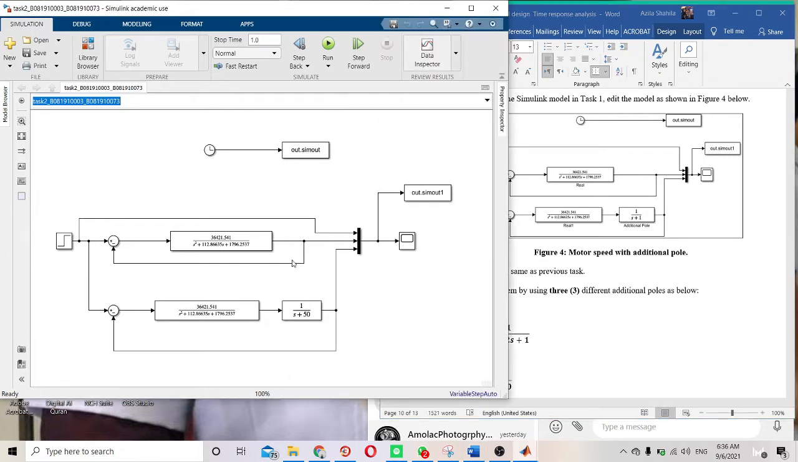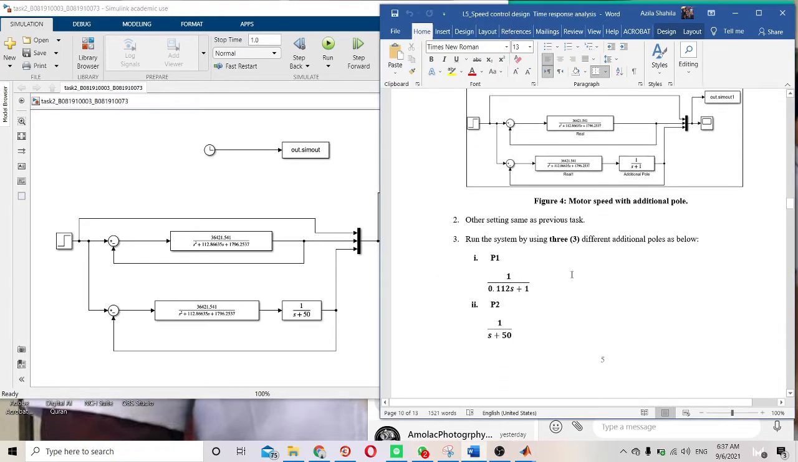As we can see, there is an additional pole, which we can customize based on the task given. There is pole 1, pole 2 and pole 3. And here we can see the transfer pole. Okay, here we go, we start.